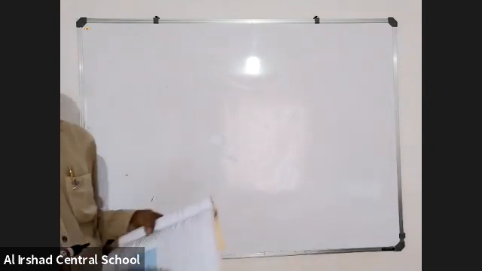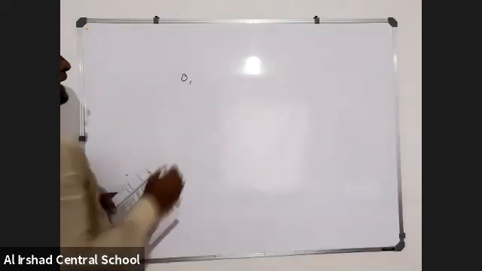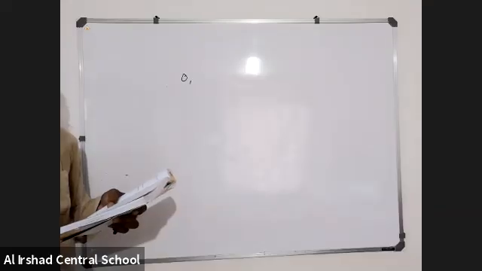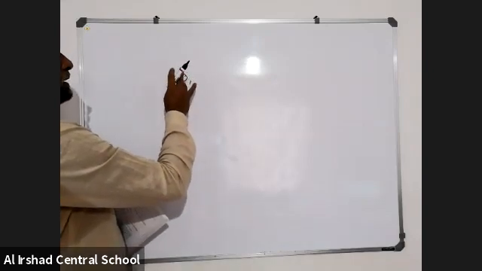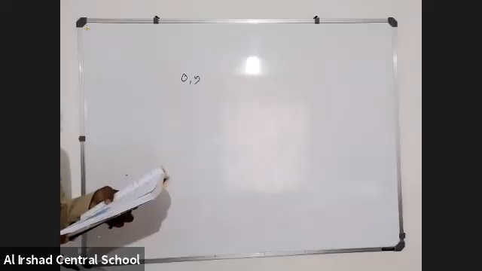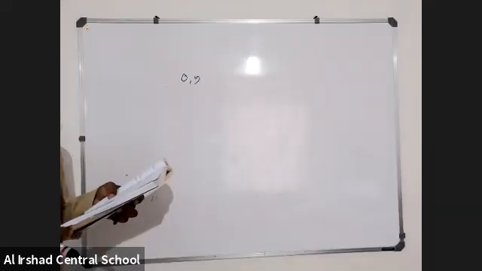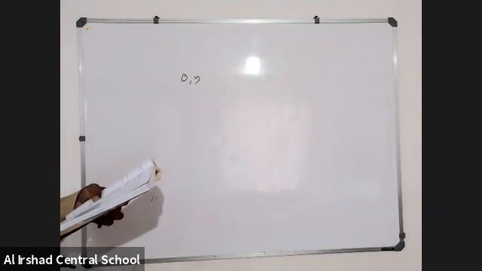What is any point on the x-axis? What is its coordinate? Y is equal to 0. Any point on the x-axis has y equal to 0. Find the point on the x-axis which is equidistant from (2, -5) and (-2, 9).